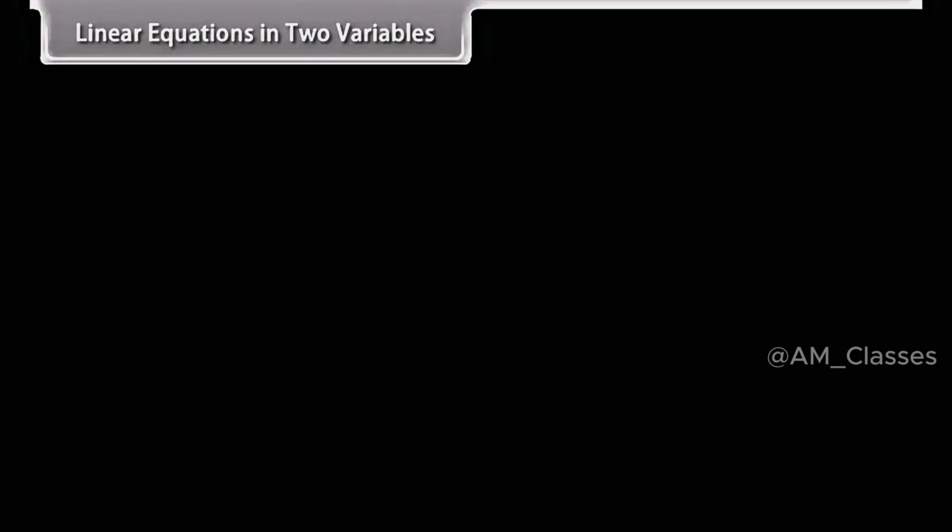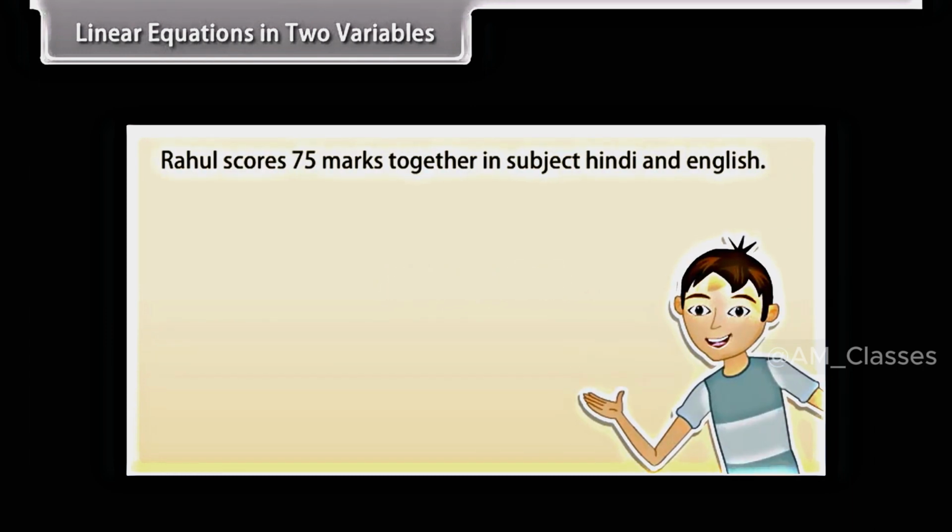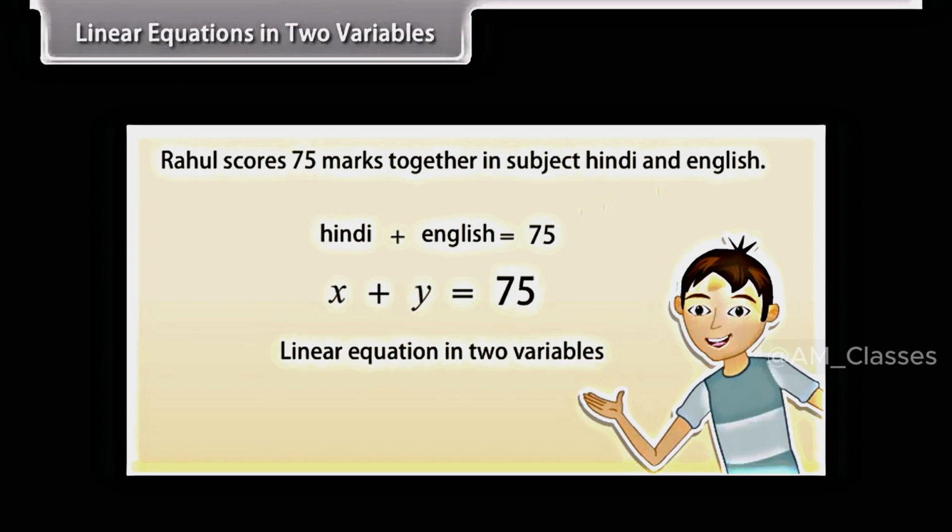Linear equations in two variables. A linear equation can have more than one variable. Here we will study linear equations in two variables. Let's take an example. Rahul scores 75 marks together in the subjects Hindi and English. Now how can we express this information in the form of an equation? Here you can see that the marks of neither subject are known, that is, there are two unknown quantities. Let us use x and y to denote them. So, the marks scored in Hindi is x and the marks scored in English is y. So, x plus y is equal to 75 is the required equation. This is an example of a linear equation in two variables.